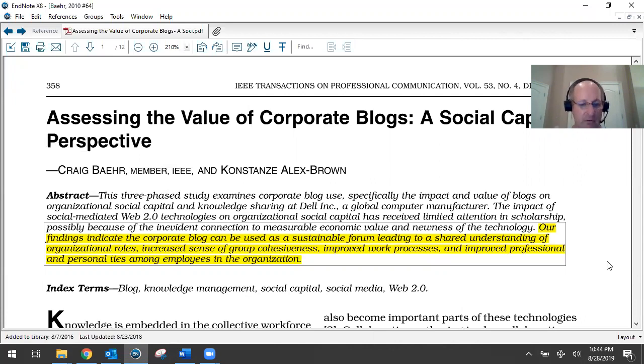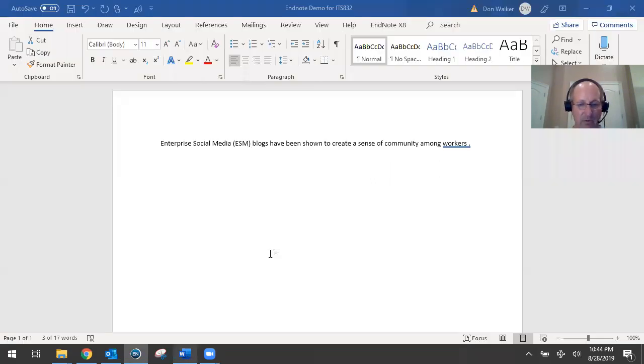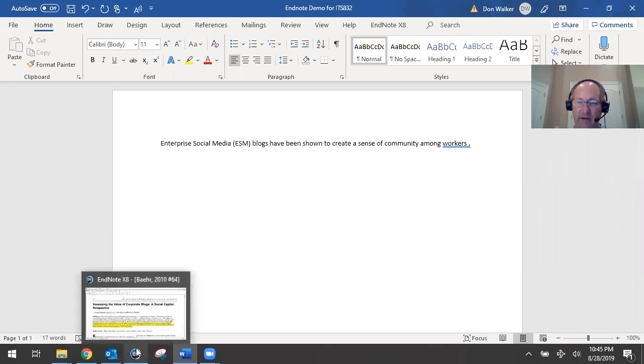And if I were over here in Word and I were writing along, I would use their findings to build my case, but I would be doing the writing. You heard me talking in the other lecture about cutting and pasting. Here's the other magic about EndNote.